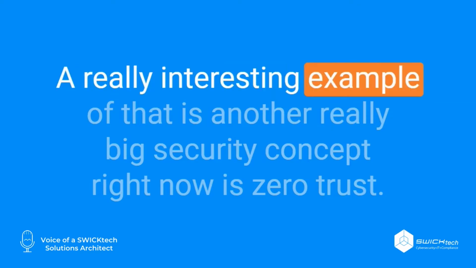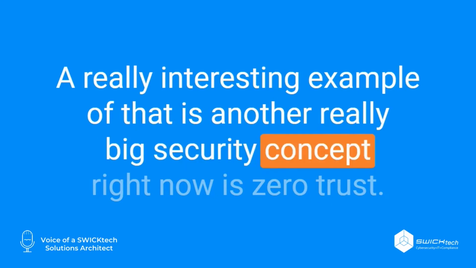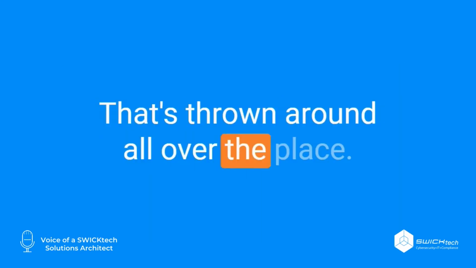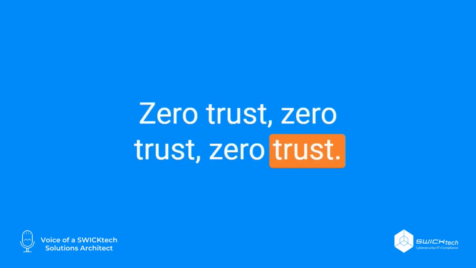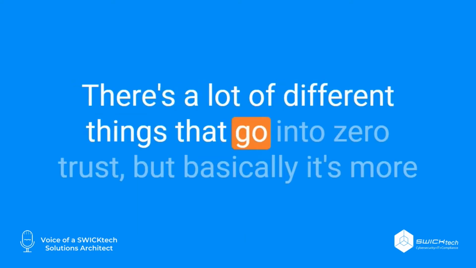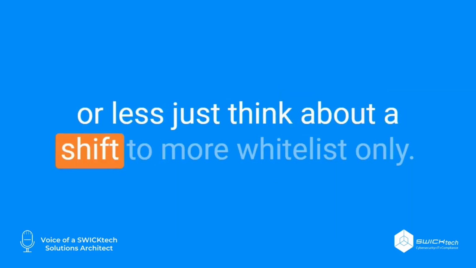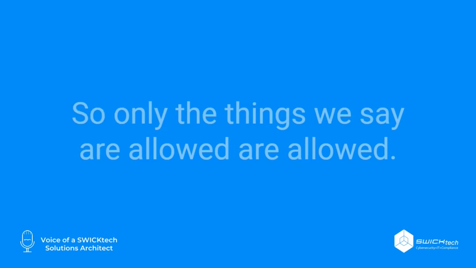A really interesting example of that is another really big security concept right now: zero trust. That's thrown around all over the place. Zero trust, zero trust, zero trust. There's a lot of different things that go into zero trust, but basically, think about a shift to more whitelist only. So only the things we say are allowed are allowed.